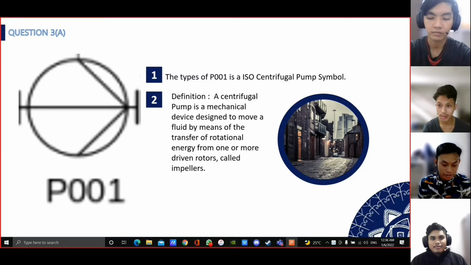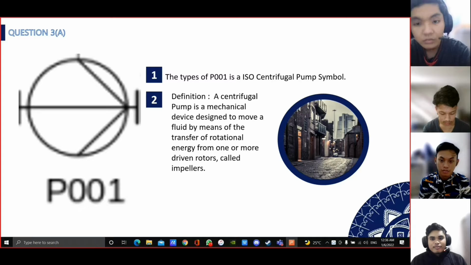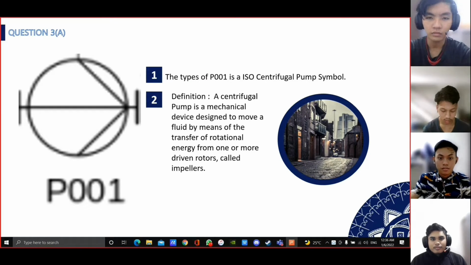Question 3. A. Identify the type of P001 according to the symbol used. The type of P001 is a centrifugal pump symbol. Second, the definition: a centrifugal pump is a mechanical device designed to move a fluid by means of the transfer of rotational energy from one or more driven rotors called impellers.